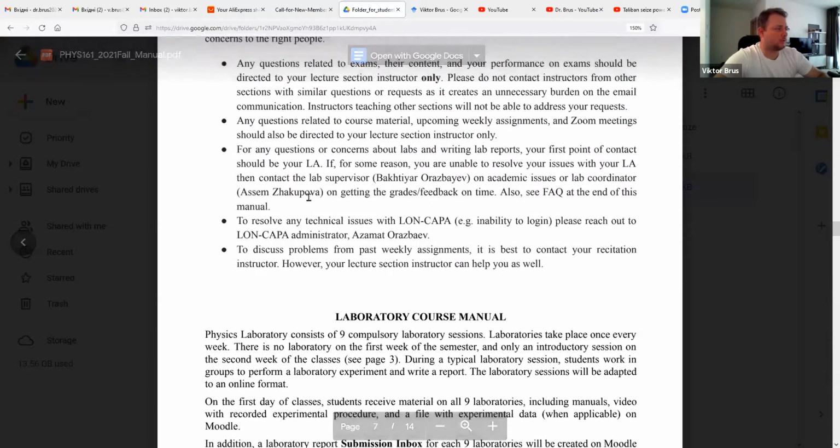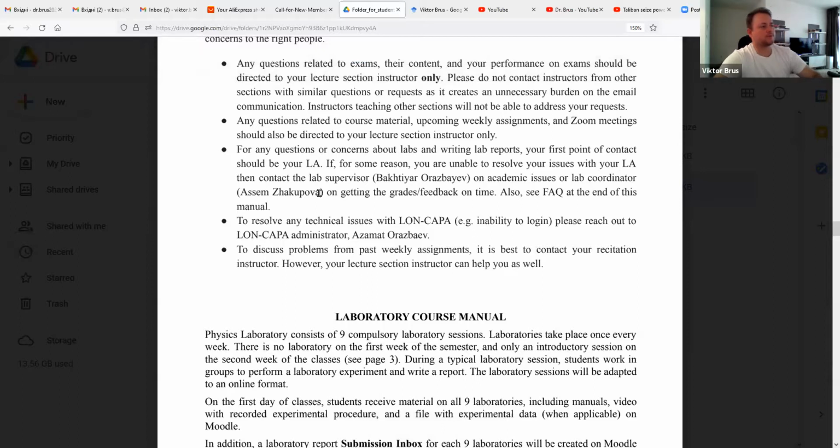Lab coordinator SM Zakupova is responsible for the organizational part of labs, the equipment, and currently the videos, which should be provided to all of you in order to perform these laboratory works online. And we also have the lab supervisor, assistant professor at the physics department, Bakhtiar Orazbayev.